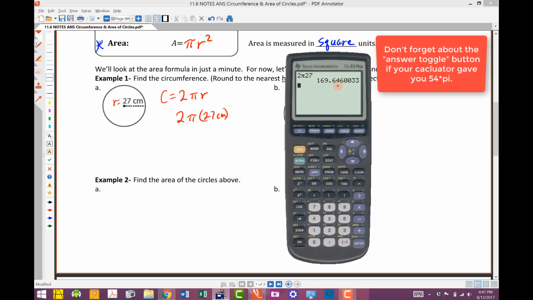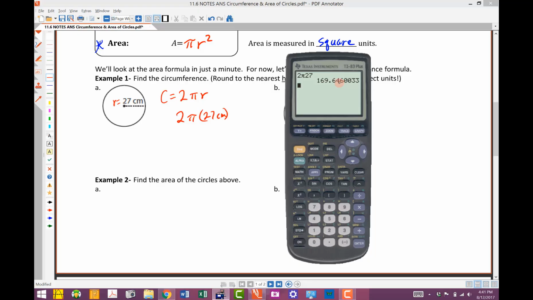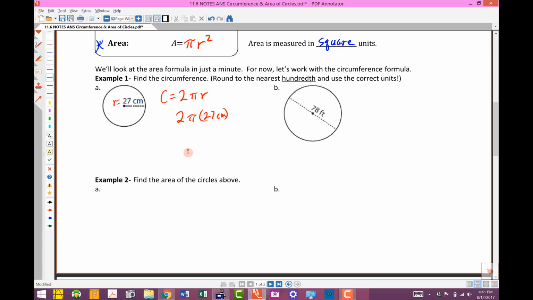169.646. If we're going to the nearest hundredth, that's going to be this 4 right here. So we look at the one past that. If that's 5 or more, we bump it up to a 5. If it's 4 or less, then we leave it the 4. So the choice here is either 0.64 or 0.65. That's big enough we're going to bump it up to 0.65. So 169.65.